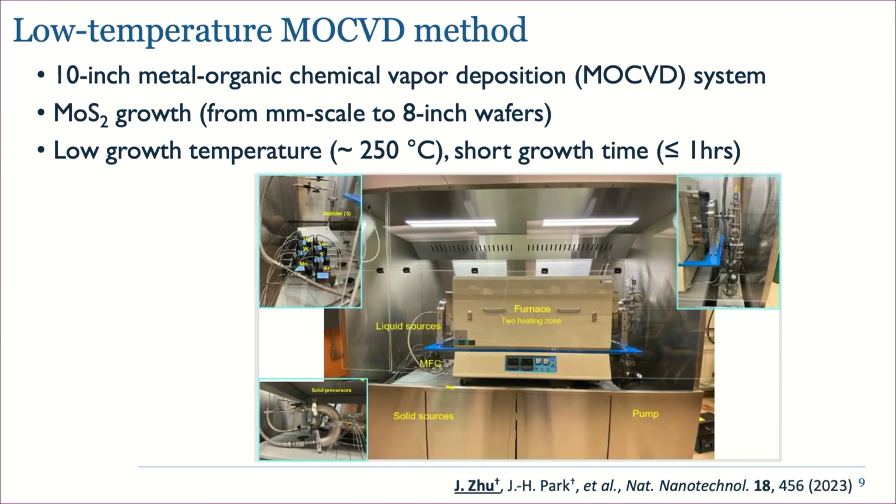What we started out by doing was custom making a 10-inch metal organic chemical vapor deposition furnace, or MOCVD, to grow MoS2. This is capable of growing MoS2 on 8-inch or 200 millimeter wafers. And it can do it at a low, back end of line compatible temperature, 250 to 300 C. You can grow a monolayer of MoS2 in a relatively short time, less than an hour.